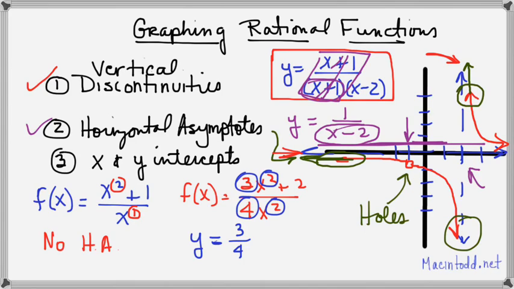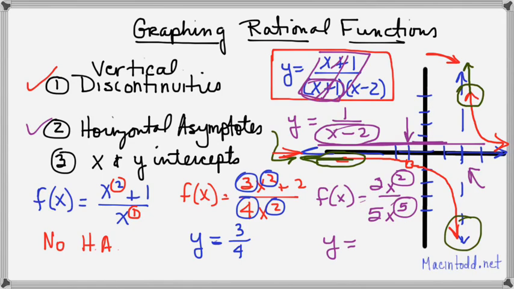Okay, so that's if they have equal degrees, and we've covered where the top one has the higher degree. The third thing that could happen is the denominator could have a bigger degree, so maybe 3x squared over 5x to the 5th. When your denominator has the bigger degree, here we're comparing the 2 to the 5, your horizontal asymptote will always be at y equals 0, right along the x-axis. Okay, so that's how we find our horizontals.